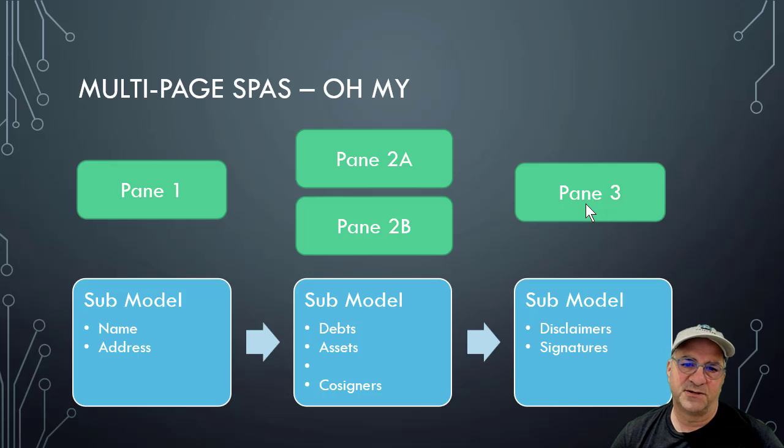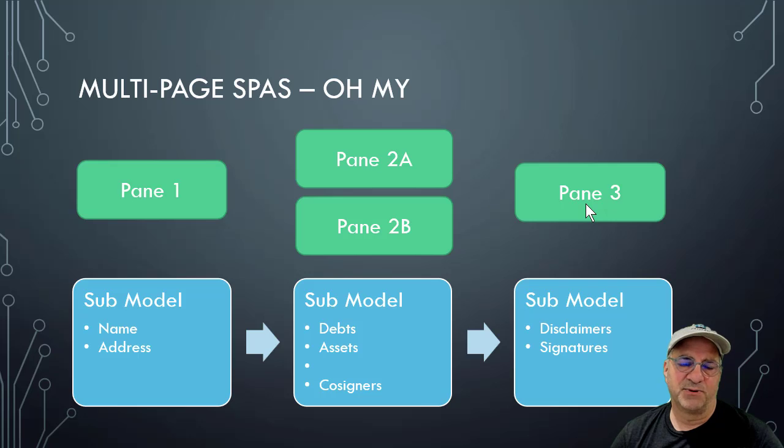The idea here is that we have a data model that we're filling in that has to be accurate. In this case, we have 3 submodels. In pane 1, we're going to do name and address. In pane 2, we're going to do debts and assets, or we're going to do cosigners. I just picked that; pretend this is a loan application. In pane 3, we're going to do disclaimers and signatures.